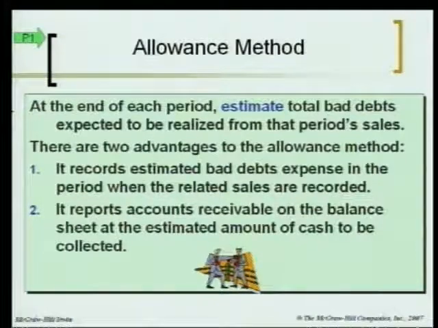Now, there are two advantages to this method. First of all, it follows the matching principle. Bad debt expense will be recorded in the same period as the revenues they helped create. Matching principle is followed. The second advantage is that accounts receivable reported on the balance sheet will be reported at the true amount of cash that we believe we will collect. Does this make sense? Let's look at an example.